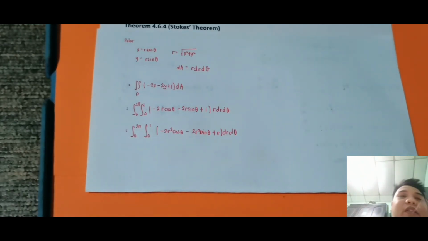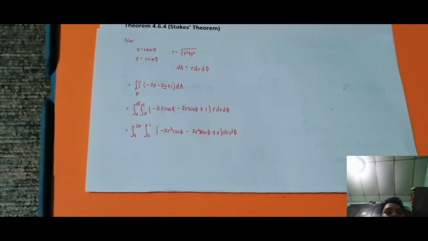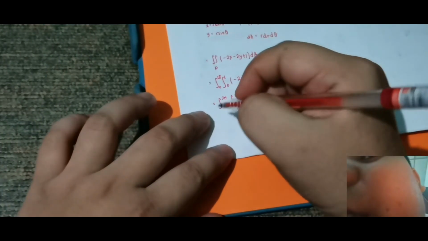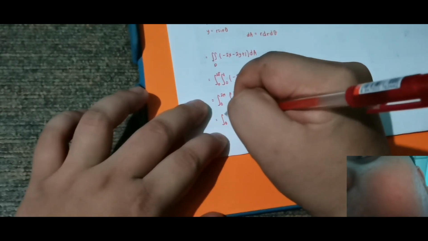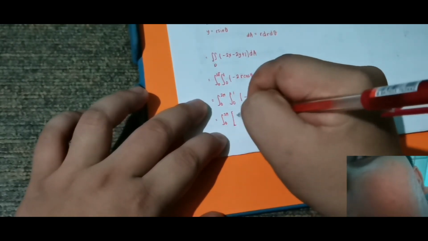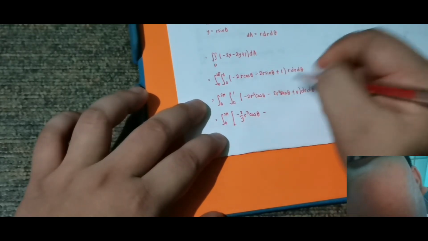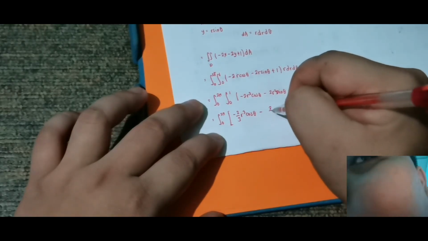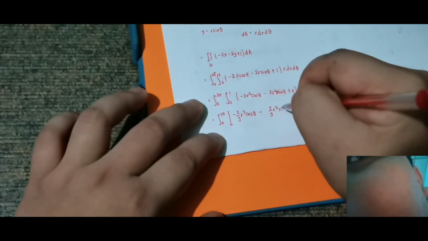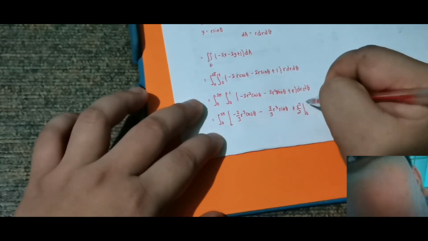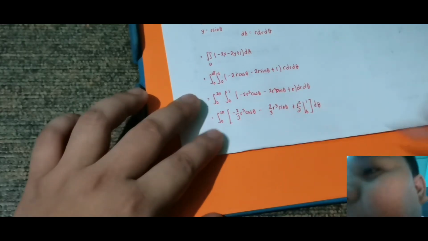So next is something na syempre pag integrate ko siya with respect sa dr, so that is simply negative 2 over 3, no? So, negative 2 over 3 r cube. So, this is just equal lang sa integral from 0 to 2 pi. Lalabas dito is negative 2 over 3 r cube cosine theta minus 2 over 3 r cube sine theta, then plus r squared over 2, then boundaries from 0 to 1, then this is d theta.